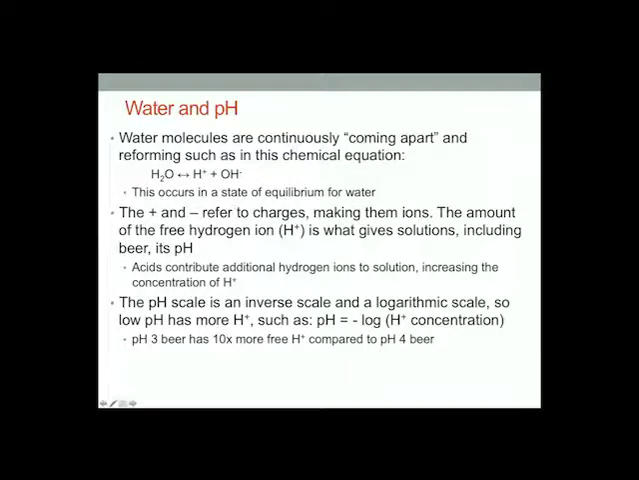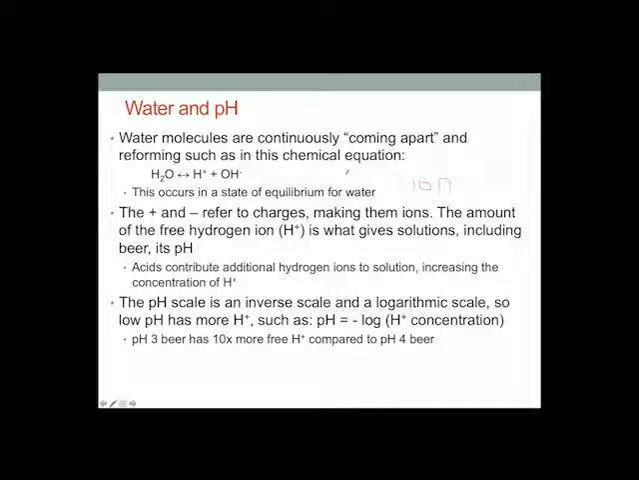An ion is basically a fully charged molecule. That charge comes from the fact that it has a different number of protons and electrons in it. So the hydrogen ion is actually just a single proton without an electron.